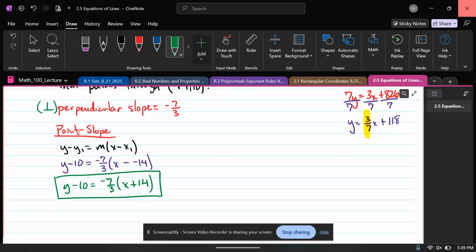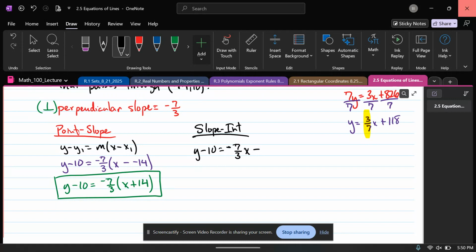Now let's go to slope intercept form. Now I'm just abbreviating slope intercept. What's the first step? Distribute. So I got y minus 10 equals negative 7/3 x minus 7 times 14.